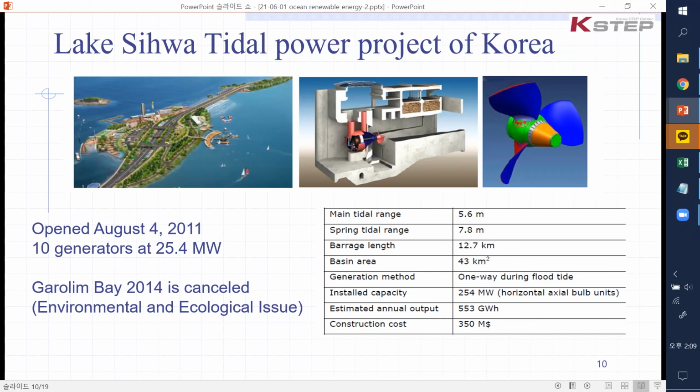On the right hand side, there's a table of numbers: tidal range and barrage length. The length of the dam is 13 kilometers, a very big one, right? And the bay area is 43 square kilometers. Okay, construction cost is there.